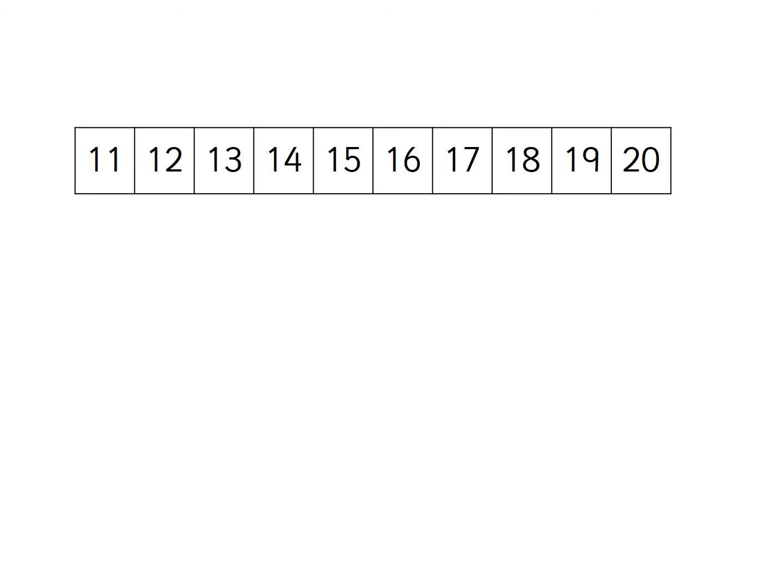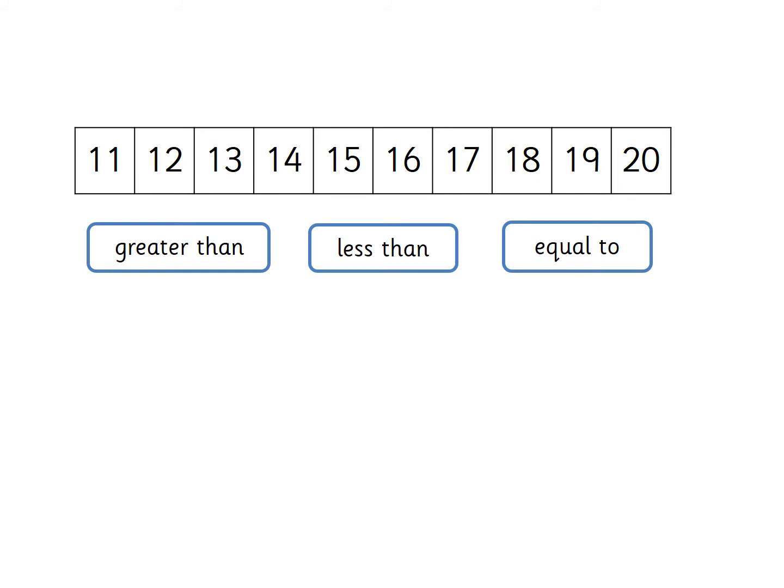So here's our number track from 11 all the way to 20. Join in with me. 11, 12, 13, 14, 15, 16, 17, 18, 19, 20. Super. And then we've got 3 words. We've got the word greater than. Can you point to that word? Super. Less than. And equal to, which means the same.